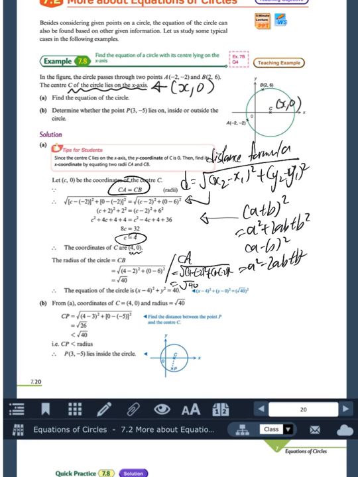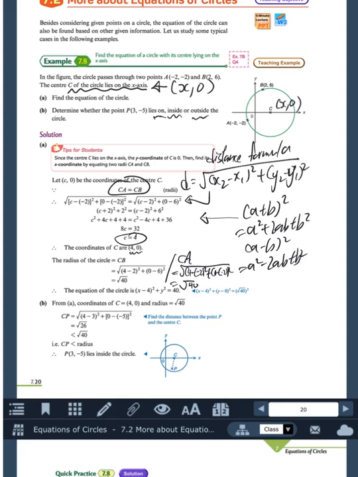Then for the equation of the circle, you should use the standard form instead of the general form. The standard form states that the equation of the circle will be (x minus 4) squared plus (y minus 0) squared, that is y squared, equals root 40 squared, that is 40. Alright, part B, determine whether the point lies inside or outside the circle.